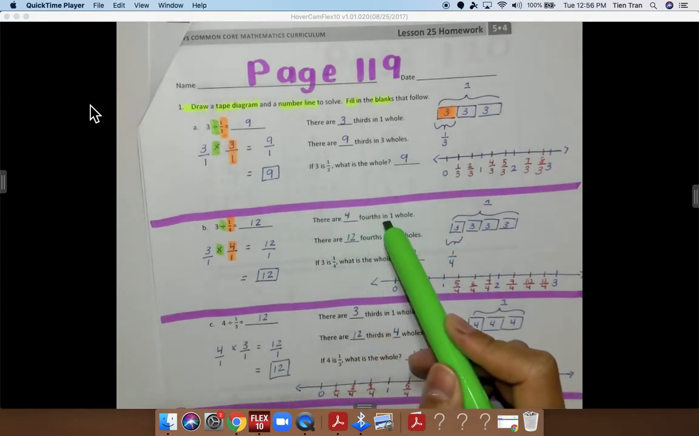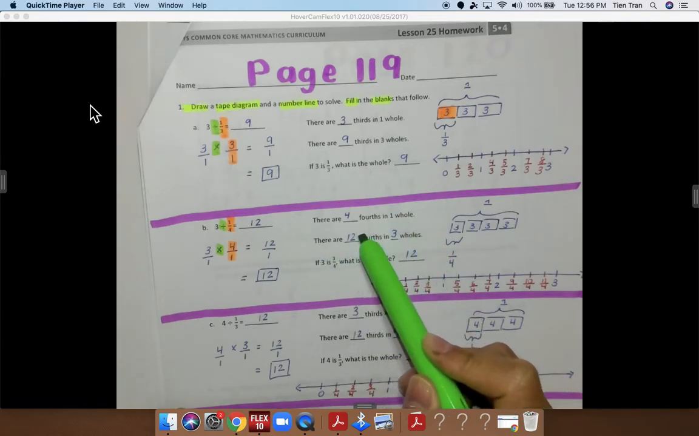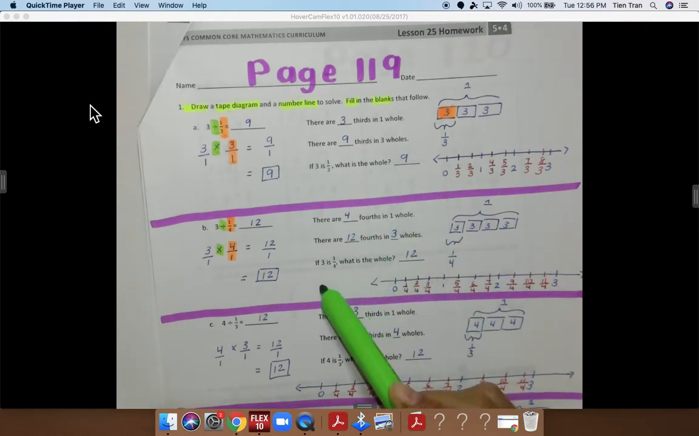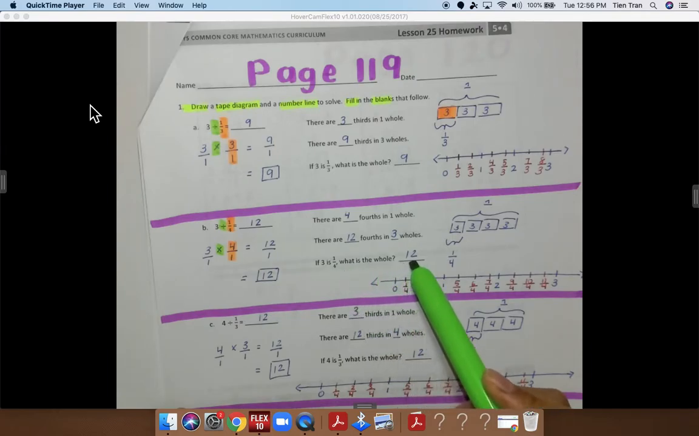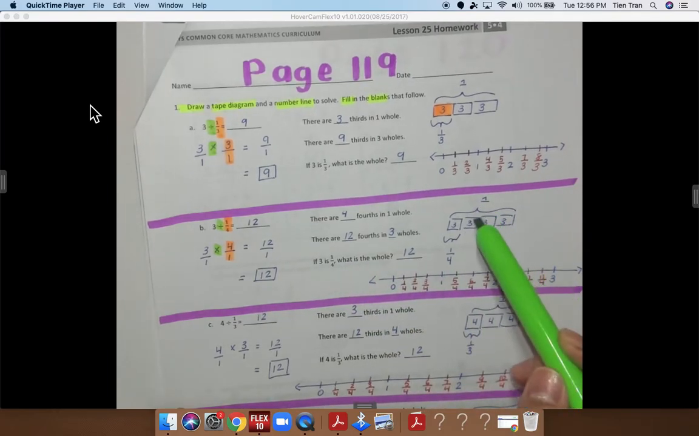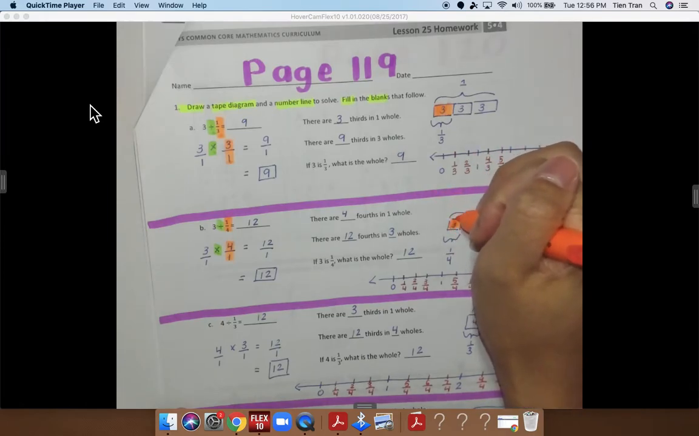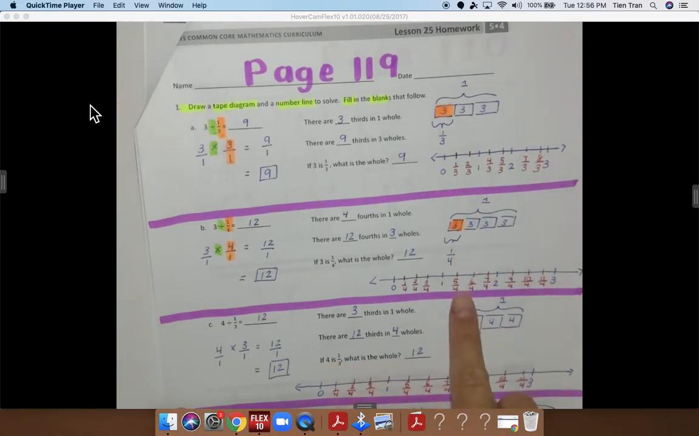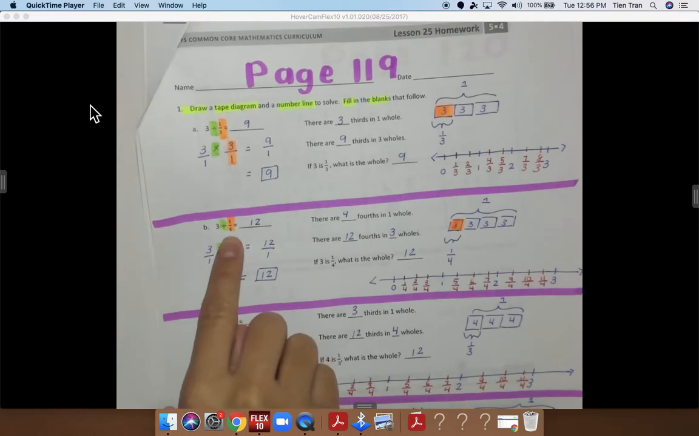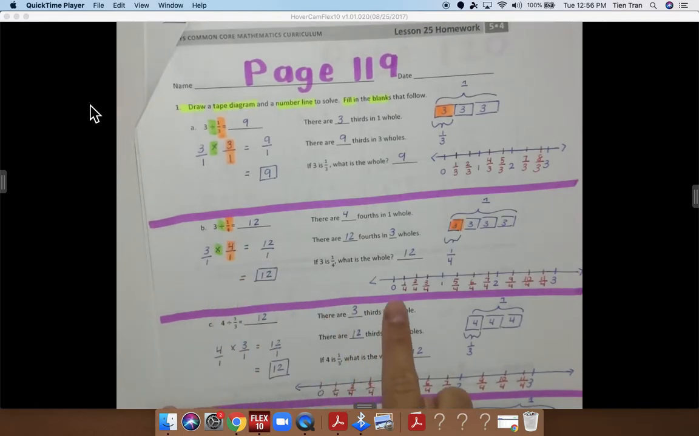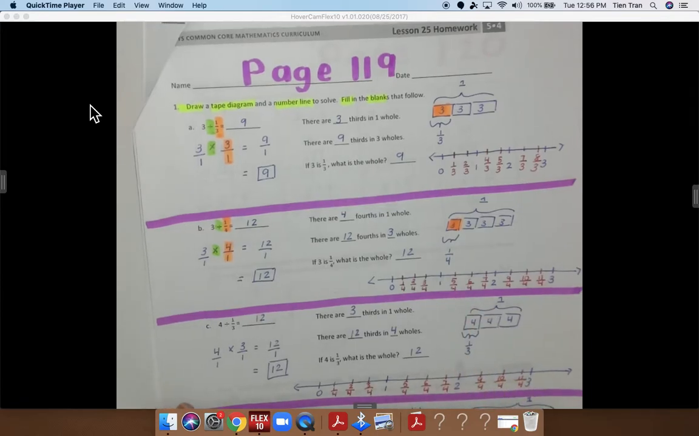So there are 4/4 in one whole. There are 12/4 in 3 wholes. And if 3 is 1/4, what is the whole? 12. So this is 1/4 of one whole, which is 3. If I were to put this on a number line, that means that I'm dividing all of my numbers into fourths, because you're dividing by 1/4. So if you notice here, 1/4, 2/4, 3/4, 4/4, 5/4, and so on.